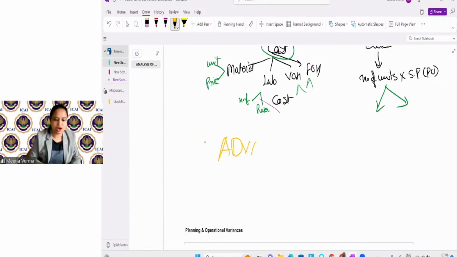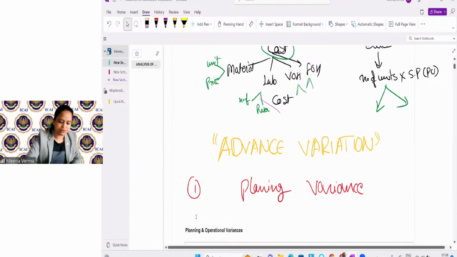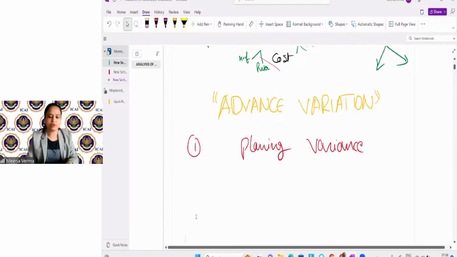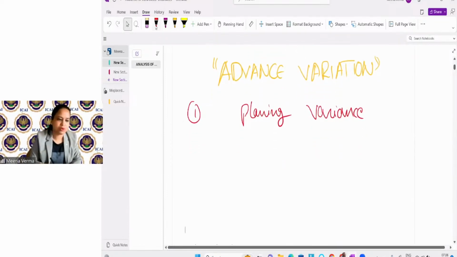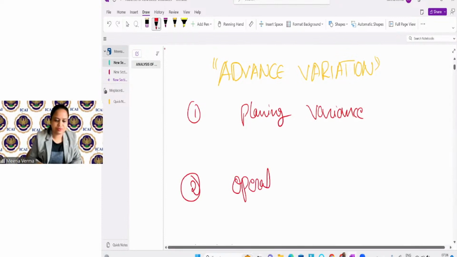What is it? Advanced variations. We are learning advanced variations. So what are the advanced variations? You can see the first topic given to us is planning variance. And the second topic is related to operational variance. The first topic was related to planning variance, and the second topic was related to operational variance.